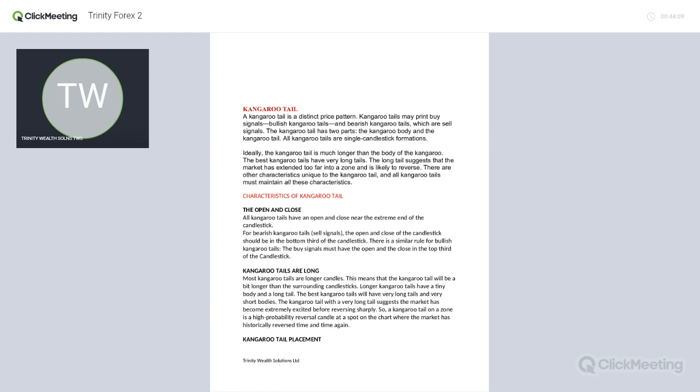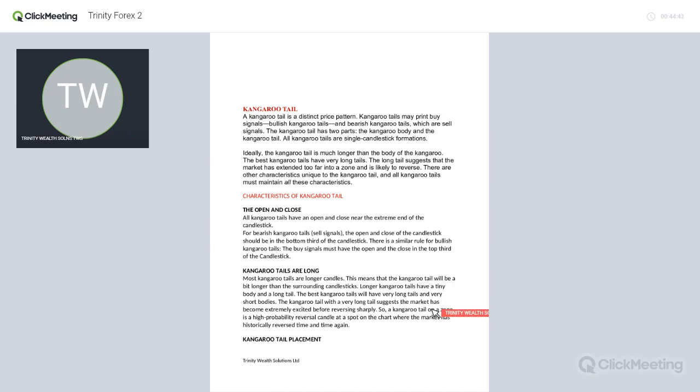One of the key characteristics of a kangaroo tail is that the tail is very long, longer than the body itself. So it means the open and close will be much closer to the extreme end of the candlestick. The rest of the candlestick is a tail, but the body is so small at the extreme end of the candlestick. The body is the part between the opening price and the closing price. The rest is a tail or the wick.